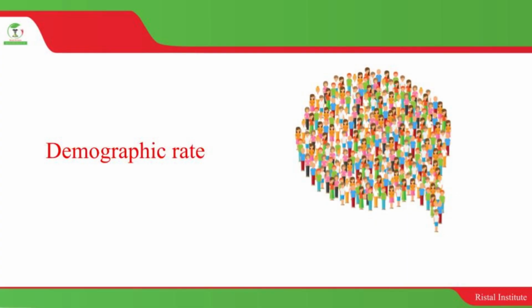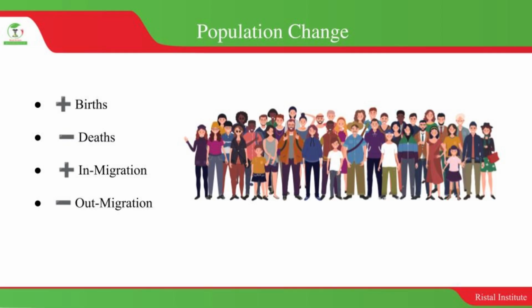Let's begin with a simple question. How does a population change in size over time? There are four fundamental flows: births, deaths, in-migration, out-migration. These flows, when added or subtracted, determine whether a population grows, shrinks, or remains stable.